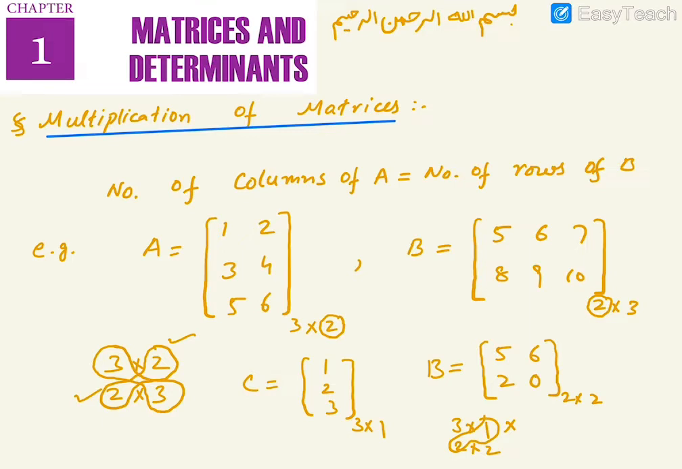Even BC is also not possible. So first you need to write the order of B and then the order of C. This is also not possible.